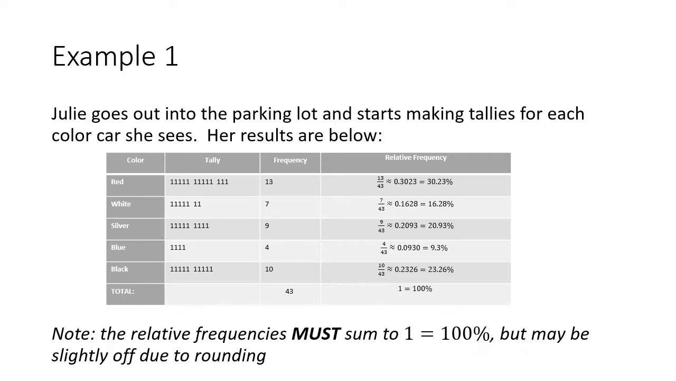Notice at the bottom, the relative frequencies must always sum to 1, which would be 100%. Now again, depending on how you rounded the decimals, you might be a little bit off here or there, but it better be really close to 1, and if you add up the fractions, which are exact, it better add up to exactly 1.